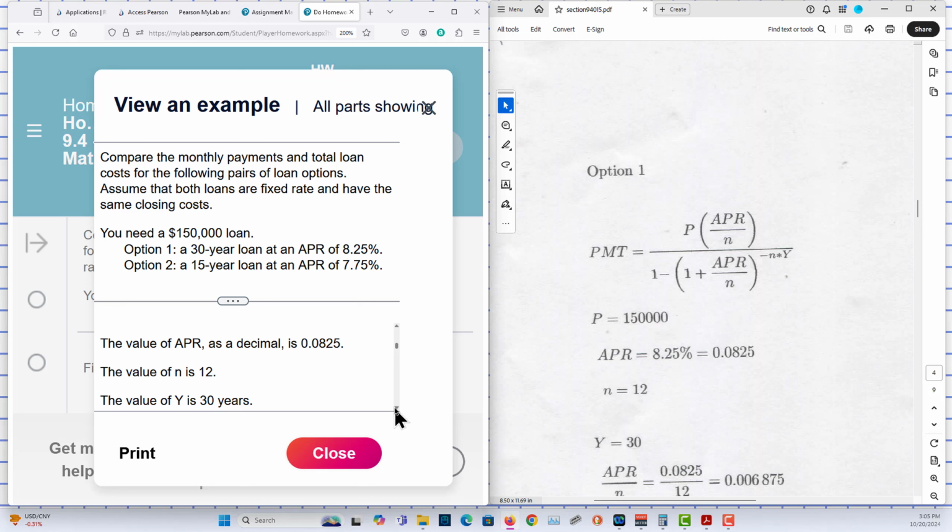Here we have a mortgage formula loan. In this case, for total loan costs, they give you two options, and you need a $150,000 loan. Option one is a 30-year loan at an APR of 8.25%, and option two is a 15-year loan with an APR of 7.75%.